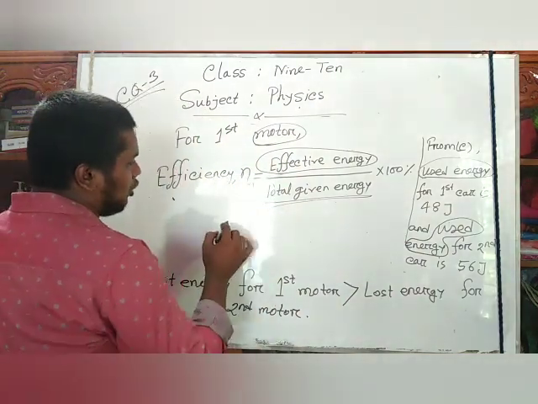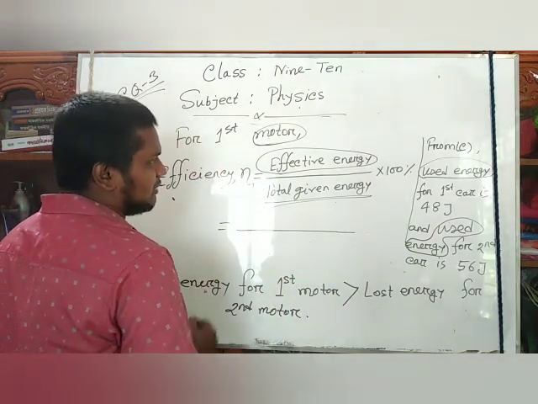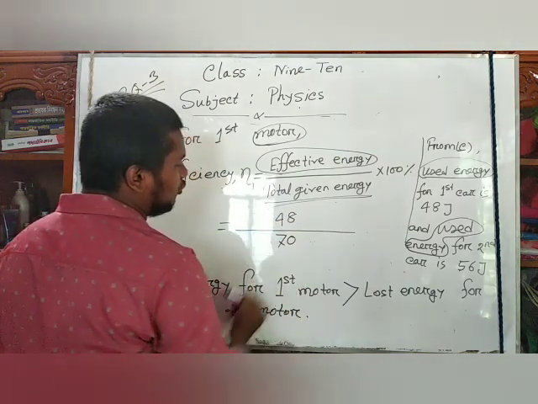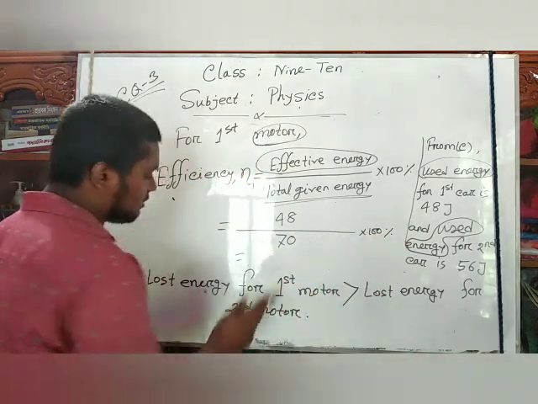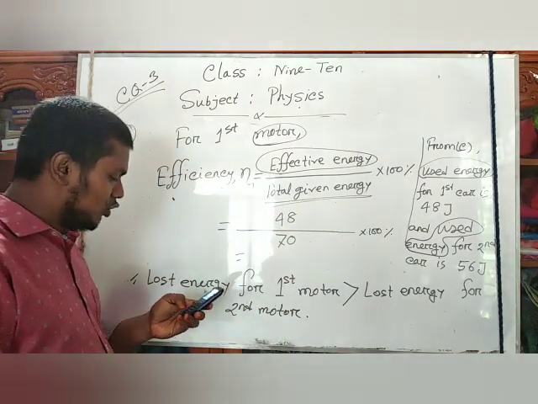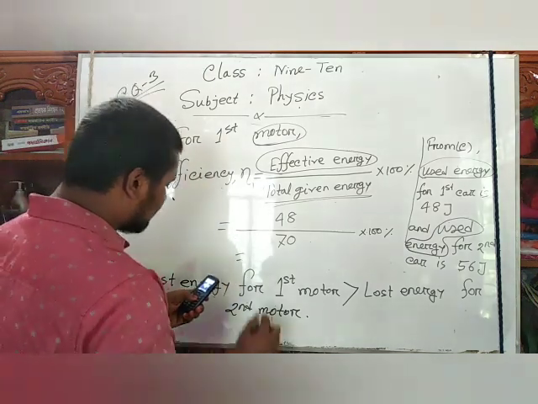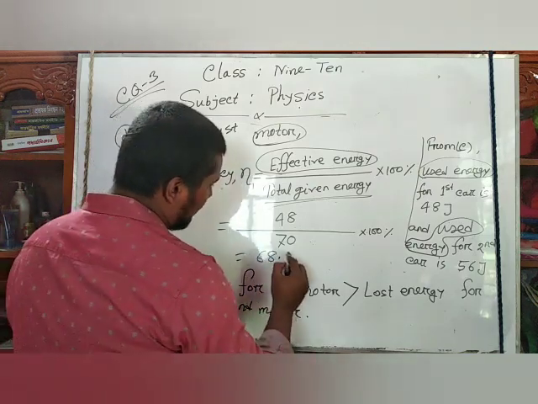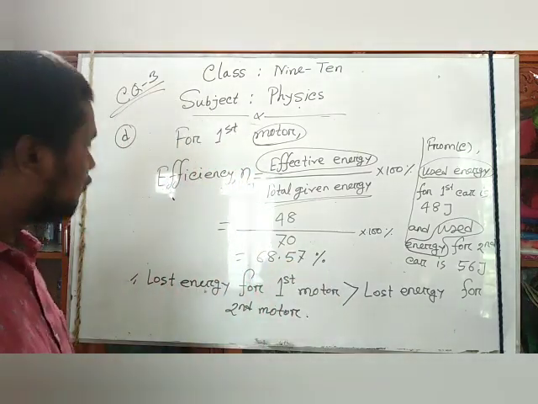So dear students, if we substitute the value of effective energy and total given energy, then what do we say? 48 divided by the total given energy, we know that is 70, into 100%. Then what do you see? The efficiency is 48 divided by 70. Then we see that it is 68.57%. And this is the efficiency for the first motor.